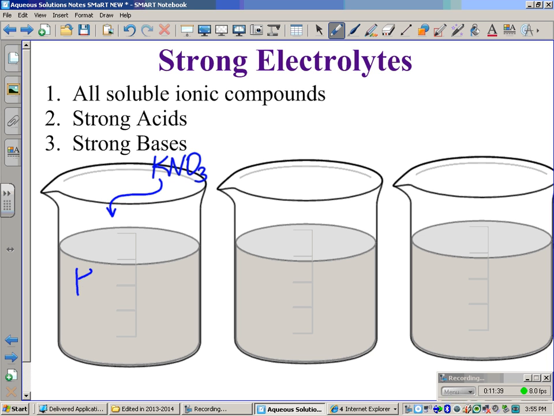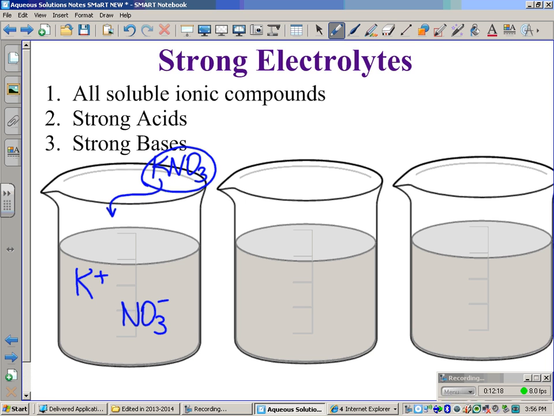It's going to break up into potassium ions, and then it's going to break up into nitrate ions. Notice the nitrate stays together. It doesn't break up into potassium, nitrogen, and oxygen. It breaks up into the ions that compound is made from, which is potassium and nitrate. And every single one will do this. Strong electrolytes have lots of ionic charge associated with them because all of the KNO3s will break up into K plus and NO3 minus.